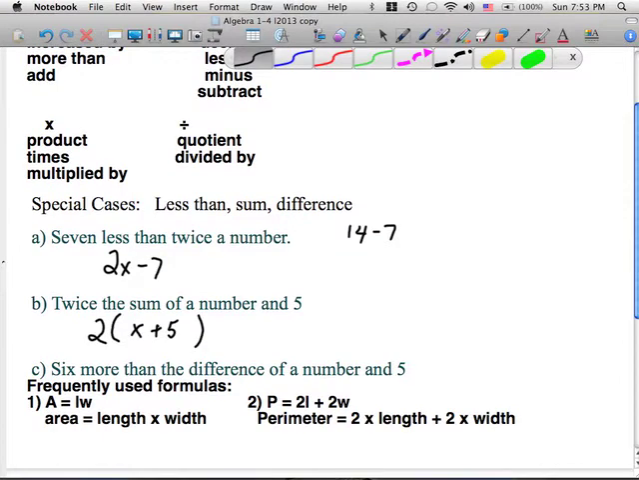And if I have 6 more than the difference of a number and 5, 6 more would be 6 plus, and the word difference means I have to do the subtraction, and I want to add 6 to the answer to that subtraction problem. So difference of a number and 5 would be n minus 5.